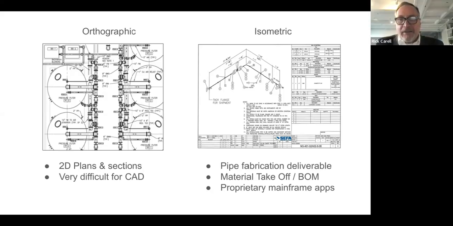And then last, you have the piping isometrics. I mean, this is the business end. You know, this is the deliverable to fabricate the pipe spools. And then this is where you generate your material takeoff. There's a bill of material on the right-hand side. Now, we actually had proprietary mainframe software that did this back in 1980.